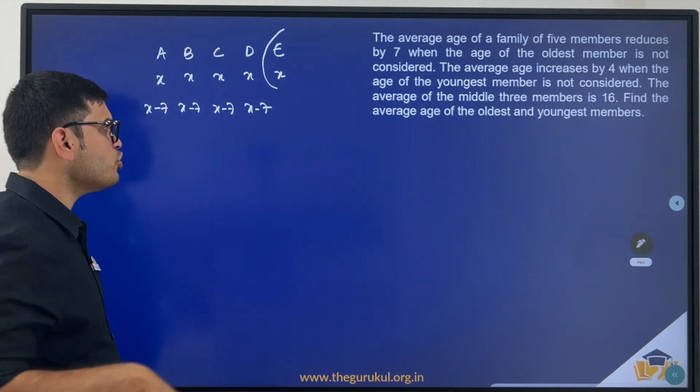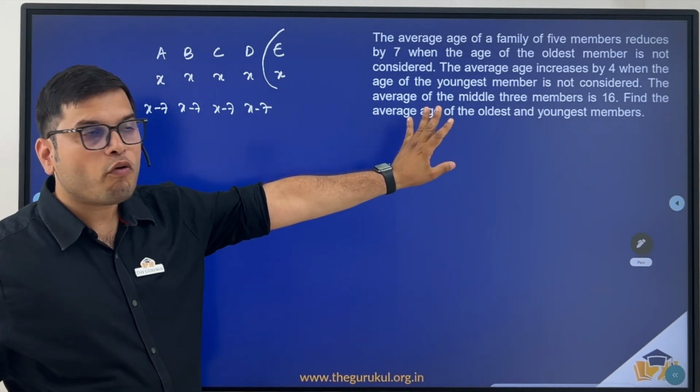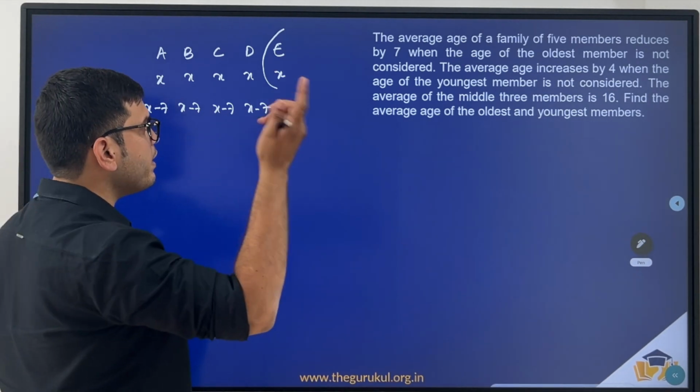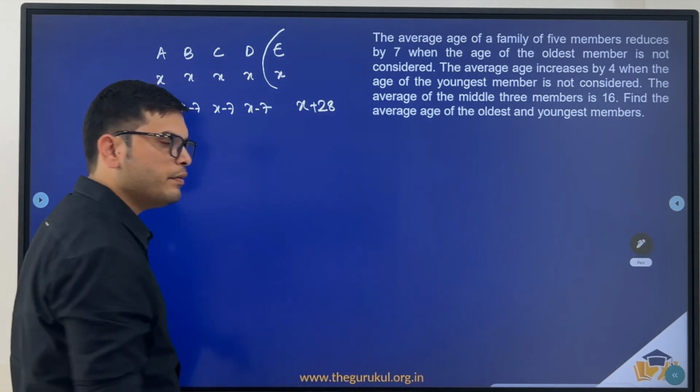Now, why is there a reduction in average? Because this person is taking an excess amount with him. Now, what was that excess amount? 7 plus 7 plus 7 plus 7. So, he is taking 28 years. So, the age of the eldest person is X plus 28.